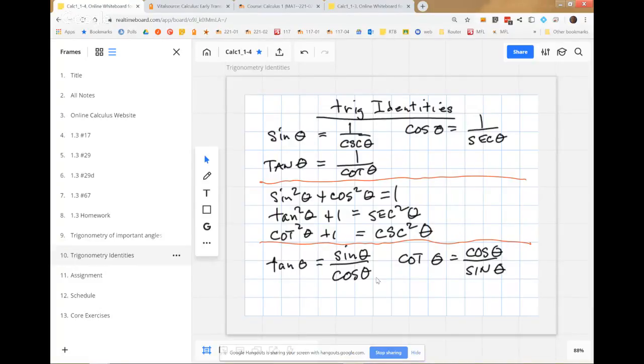And then the last two are called the ratio identities. Tangent is always equal to sine over cosine. Cotangent is always what? Just flip that upside down: cosine over sine. Why flip it upside down? Because tangent and cotangent are reciprocals. So I want to show you the Pythagorean identities now.